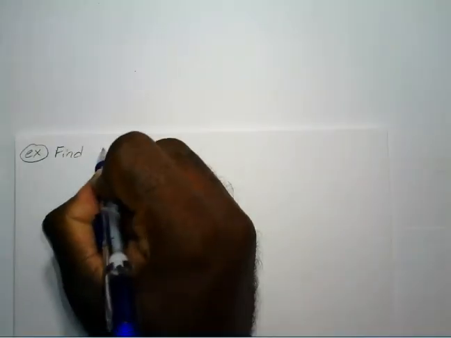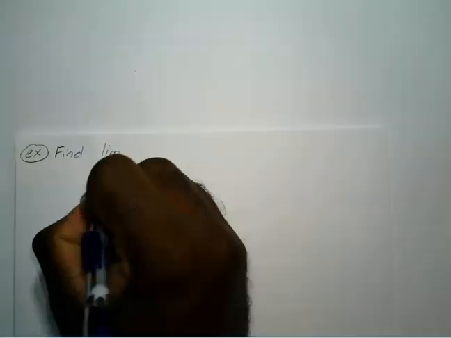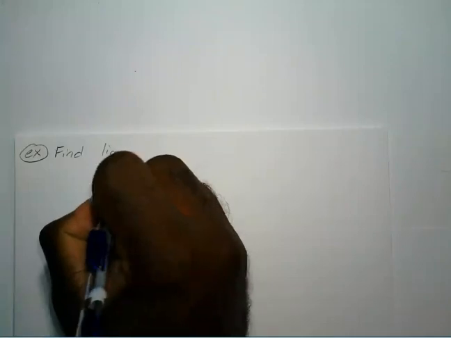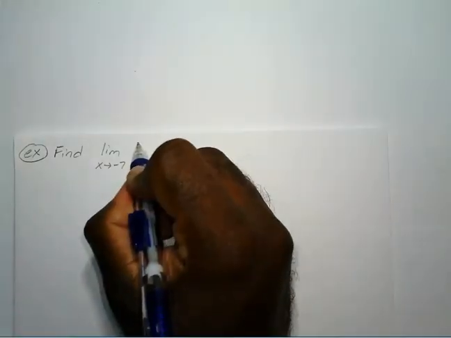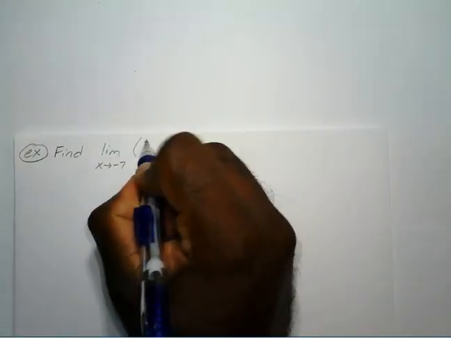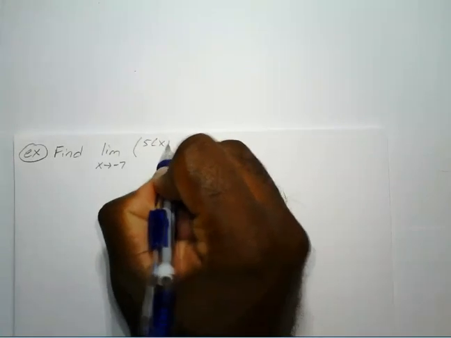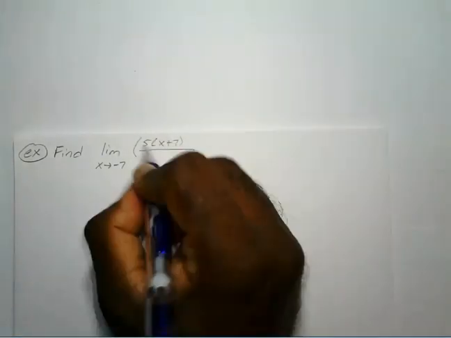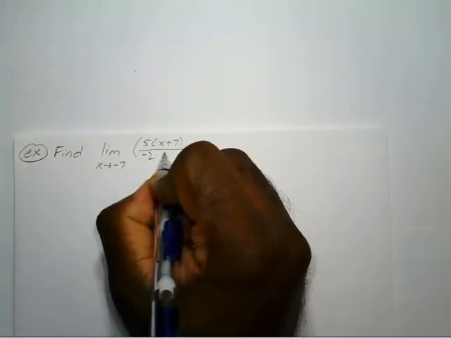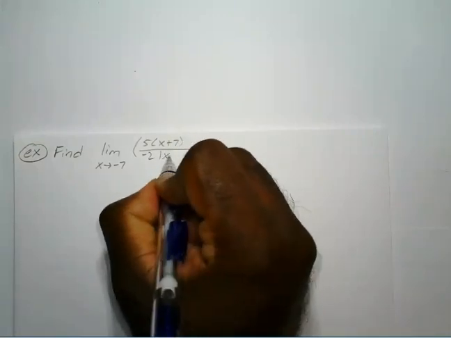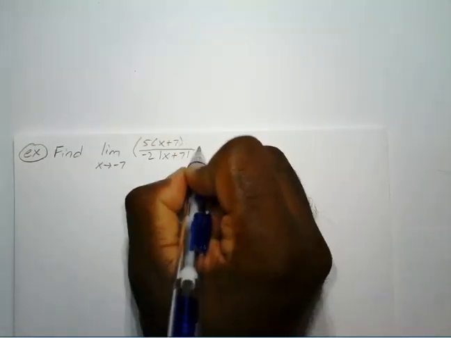Alright, so let's say, for example, you want to find the limit as x approaches -7 of 5 times x plus 7 over -2 times the absolute value of x plus 7.